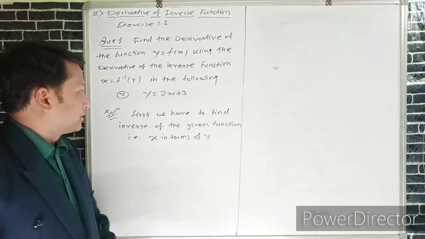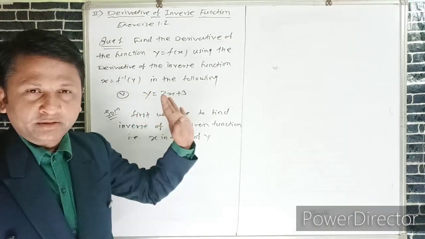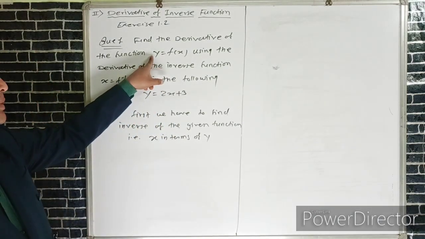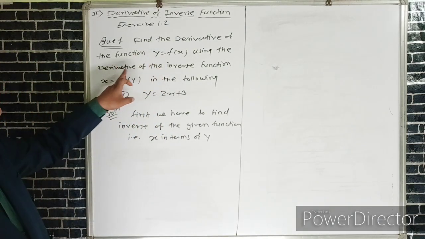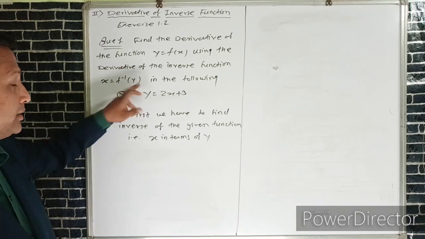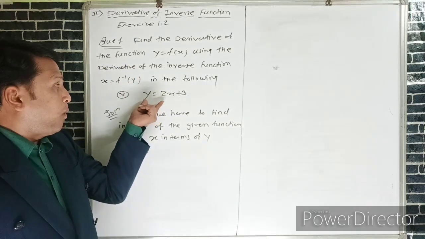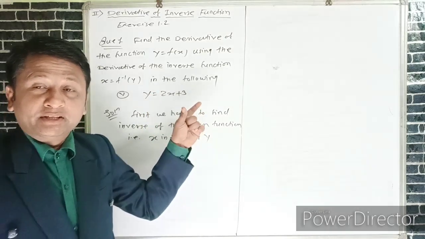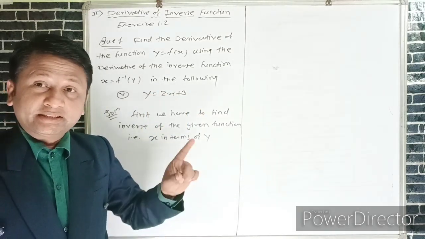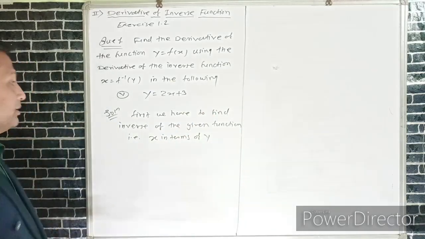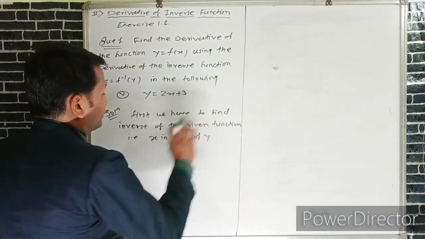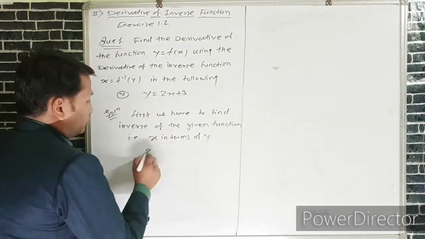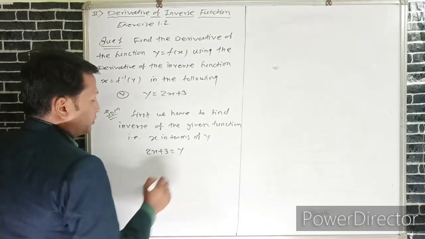Next one, example number 5: y is equal to 2x plus 3. Similarly, we can find the derivative of y with respect to x, dy by dx, by using the derivative of the inverse of the function, x is equal to f inverse of y. If the given function is y in terms of x, then we have to first find its inverse, which is x in terms of y. Hence, first we have to find the inverse of the given function, x in terms of y. 2x plus 3 is equal to y.